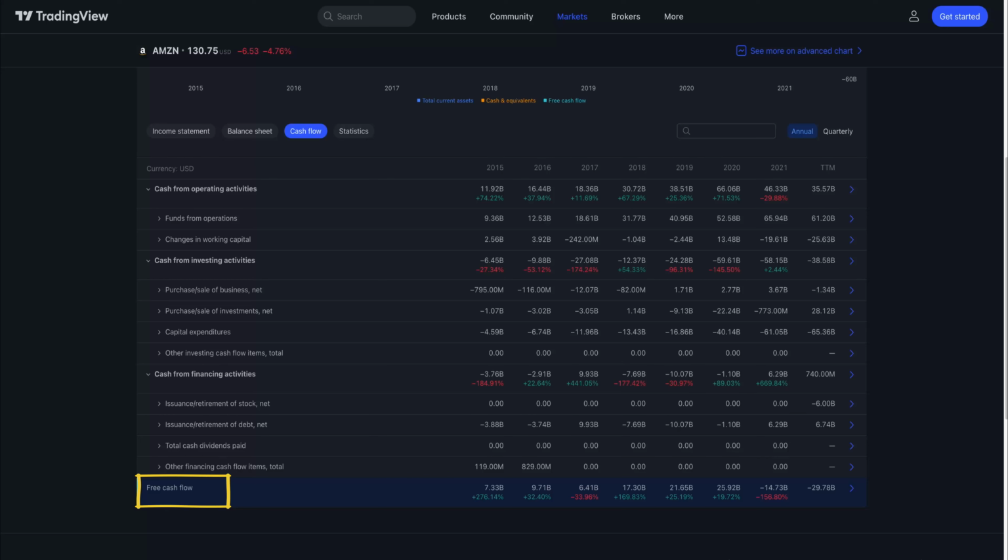The way this is calculated is the following. We take the cash from operating activities, which is 46.33 billion, and we subtract the capital expenditures, 61.05 billion in Amazon's statement. The number we get is a negative 14.73 billion.